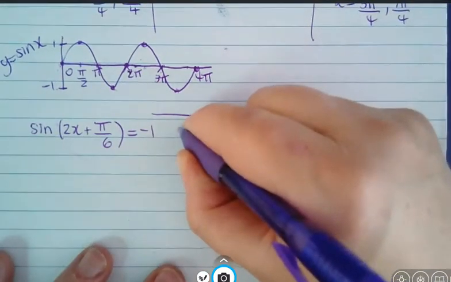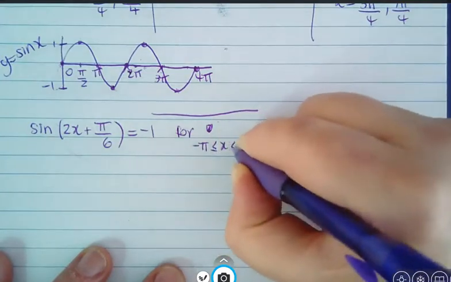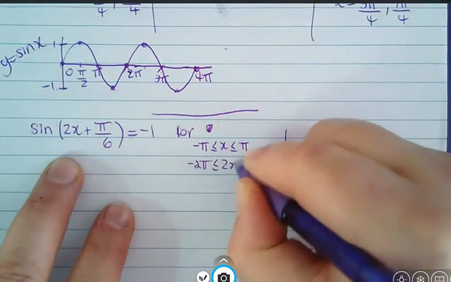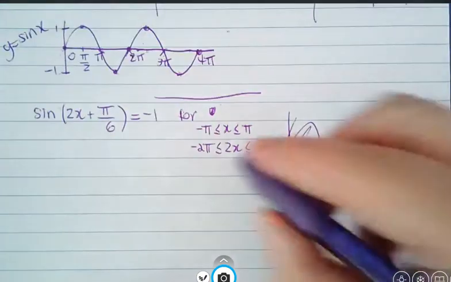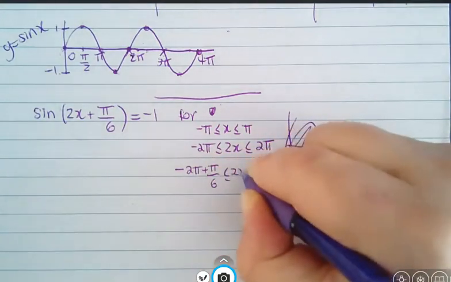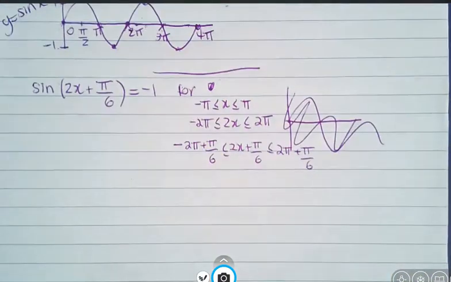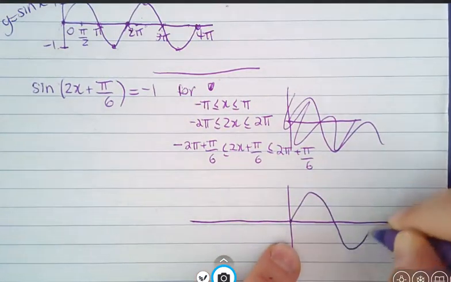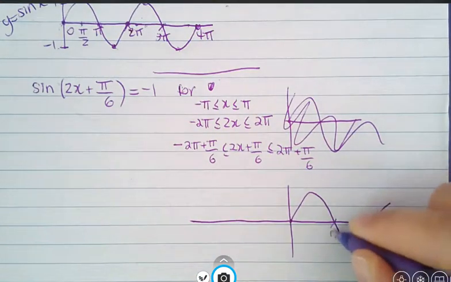Okay, now you're asked to solve that. This one was for negative pi less than or equal to x less than or equal to pi. So if you're doing 2x, you have to double them all. And if you do 2x plus pi on 6, you'd have to add pi on 6 to each of these. So negative 2 pi plus pi on 6, 2x plus pi on 6, and 2 pi plus pi on 6. Now, I have to sketch the sine curve. And I have to make sure that I go to 2 pi plus a bit more. All right? So that's 2 pi, pi, 0.